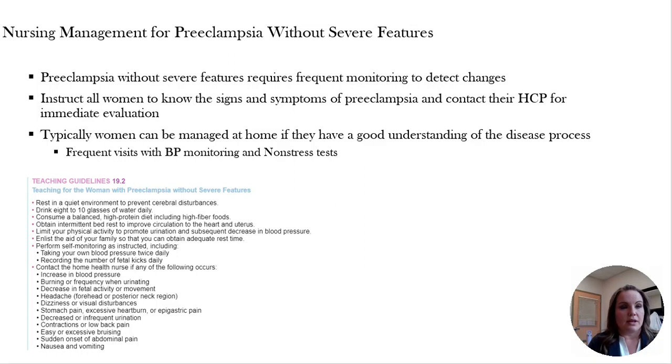So again, with management of preeclampsia, let's rewind a little bit to preeclampsia without severe features. This is that one where we're kind of watching and waiting. Like I said, women can typically be monitored at home as long as they have a good understanding of the disease process and what they need to be watching for. Frequent visits with blood pressure monitoring and non-stress tests to make sure that the baby is doing well.